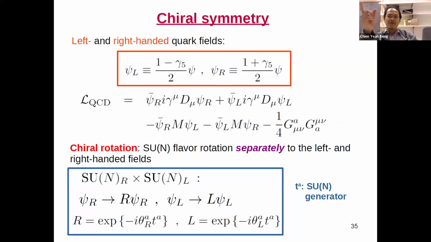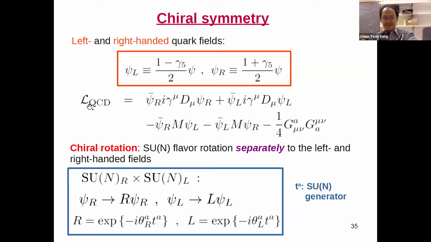Now, the chiral rotation consists of rotating the left-handed quark fields and right-handed quark fields separately. So instead of an SU(N), where N is the number of quark flavors that you want to involve, for example, N equals 2 for up and down, and N equals 3 for up, down, strange, now you introduce SU(2)R and SU(2)L, namely the right-handed quark fields rotate in one way, and the left-handed quark field rotates in another way. They are independent.